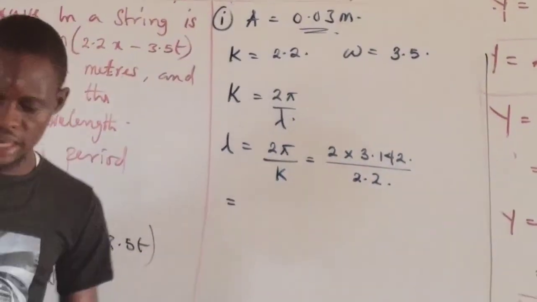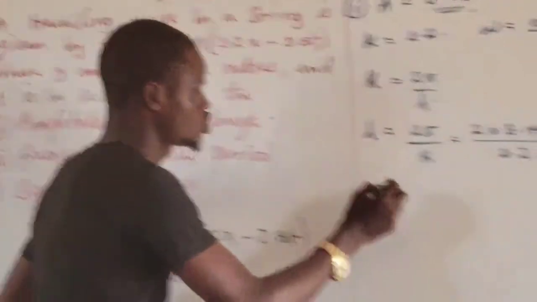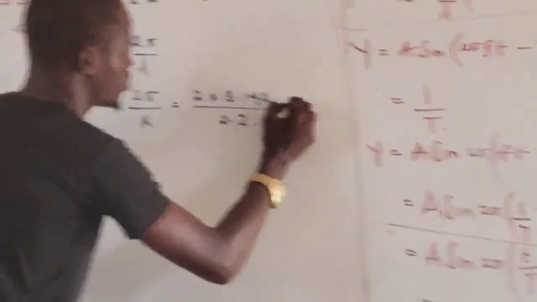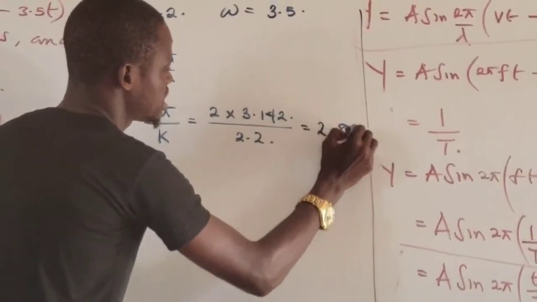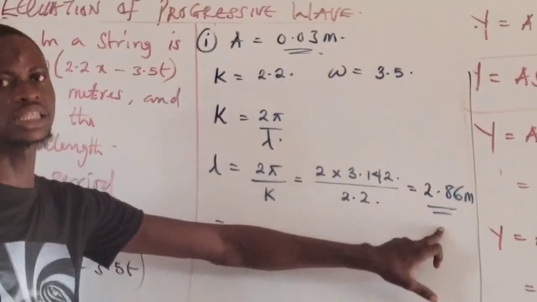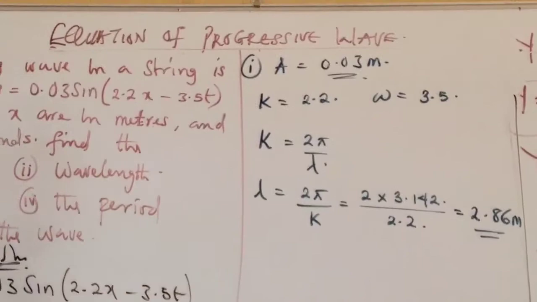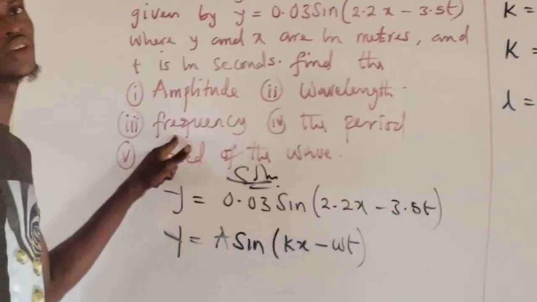Now, if I can get my calculator, to get the exact value of my wavelength, I should be having 2.86 on my calculator. 2.86 meters. That is, if you calculate this together, I'll be having 2.86 meters. That is my wavelength. Now, the next one, you have to calculate the frequency of the wave.